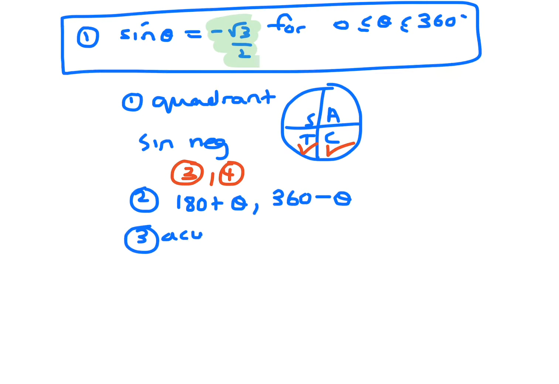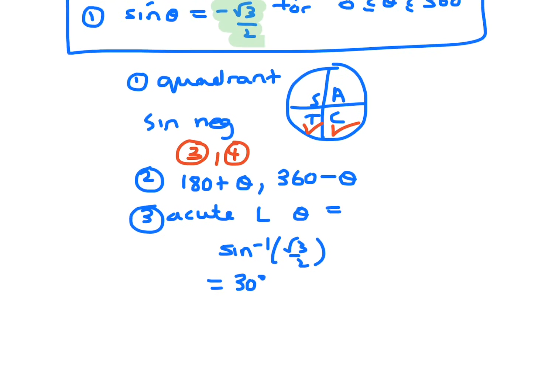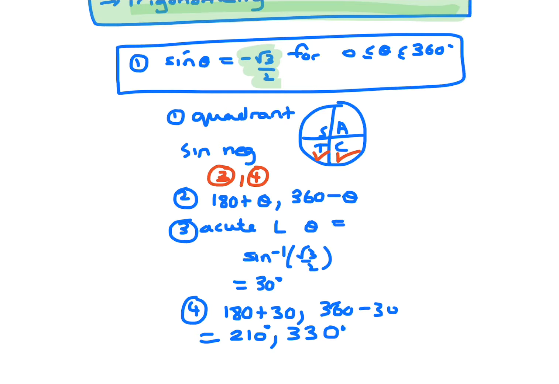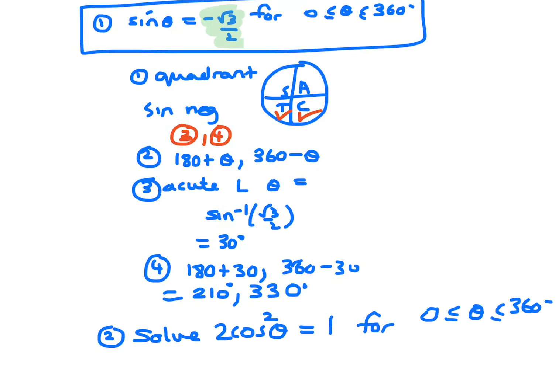So then we just have to find out what the acute angle theta equals. Now, in order to do that, we just go shift sine on the root 3 on 2. We could actually look up the triangle for this one too. And you end up with 30 degrees. Okay, so once you've done that, then you just go 180 plus 30 and 360 minus 30. 180 plus 30 is 210. 360 minus 30 is 330 degrees.